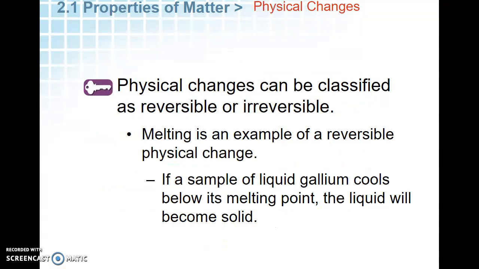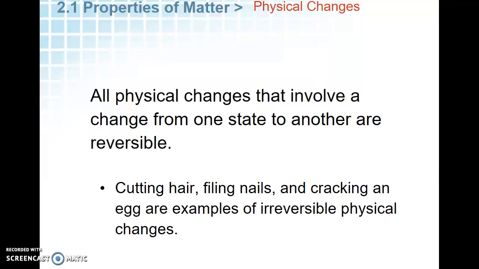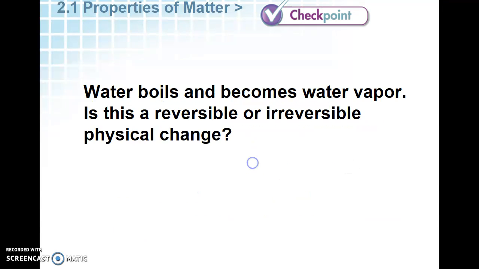Physical changes can be reversible or irreversible. Melting can be reversed. All we have to do is cool it back, and it will become a solid again, like gallium will, like ice does. Cutting hair, filing nails, cracking an egg: these change the physical appearance. They don't change what an egg is, or what your nails or hair are. But they're irreversible. We can't reattach the hair or the nails or uncrack an egg.